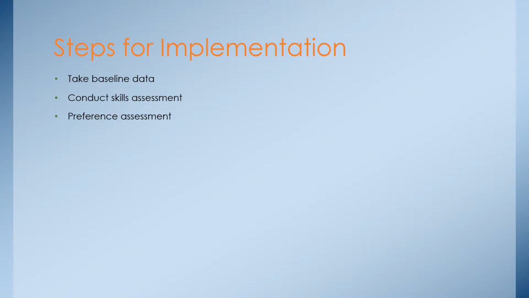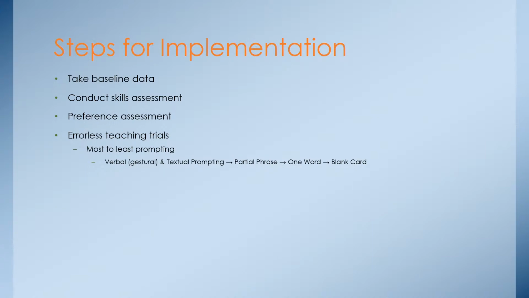Okay, now you've done a skills assessment, run your preference assessment, and collected baseline data. You're now ready to start your teaching trials. Research shows that errorless teaching is the most effective way to teach a new skill to individuals with an autism spectrum disorder. So we want to start with most to least prompting in order to minimize error. With most to least prompting, you want to start with the most intrusive prompt level for the target skill. In this case, the most intrusive prompt is a verbal prompt paired with a full textual prompt.